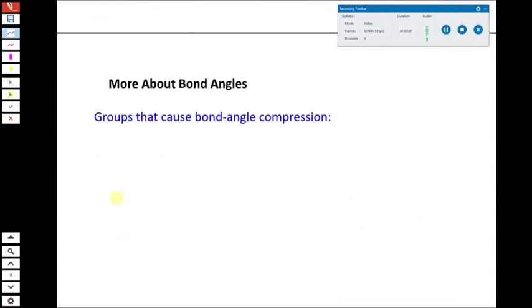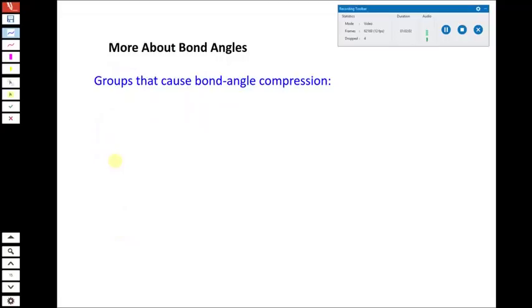All right, so first let's talk about some groups that cause bond angle compression. We said that the bond angles have an ideal value that's defined by the electron group arrangement, but what are some of the things that cause those bond angles to be a little bit different? As we already talked about to some extent, lone pairs do this.